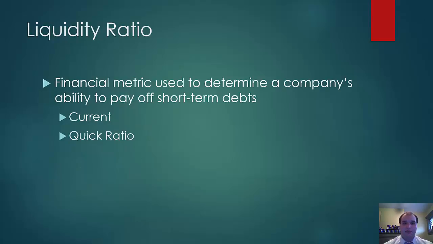Liquidity ratio is simply a financial metric used by financial statement users to determine whether a company has the ability to pay off its short-term debts using its current assets. Two liquidity ratios I will be focusing on within this section are the current ratio and the quick ratio.